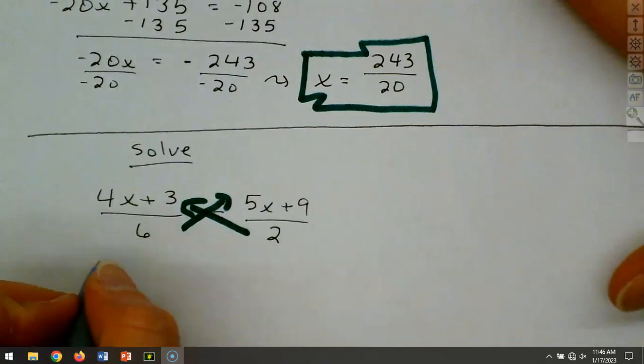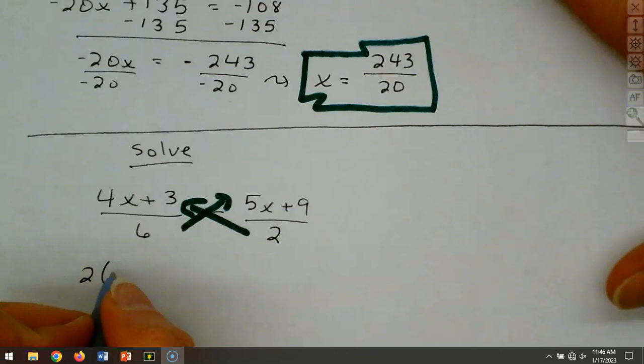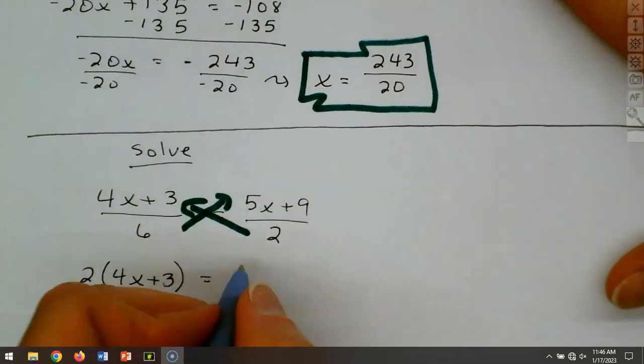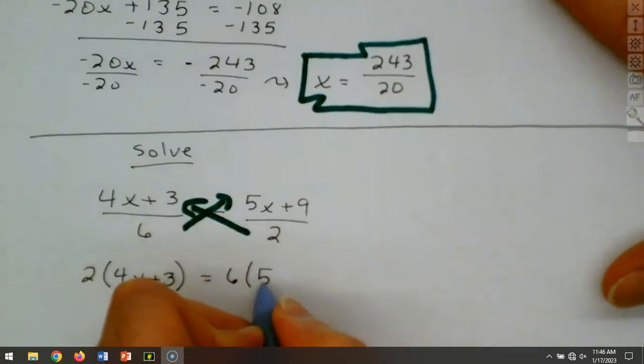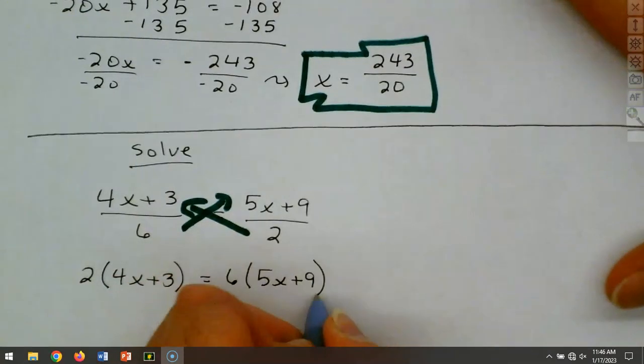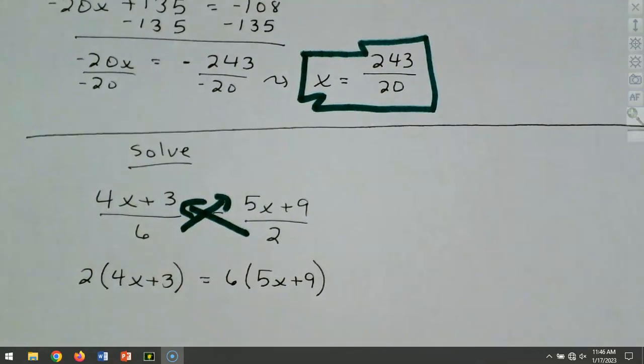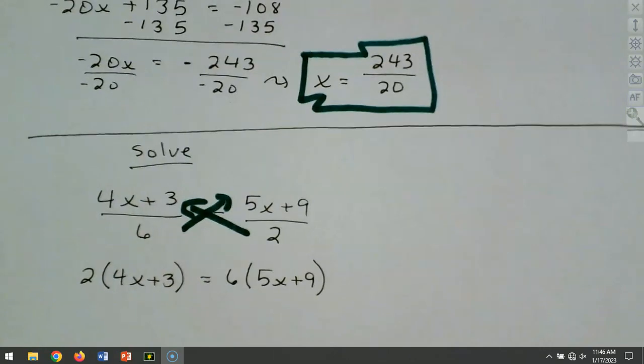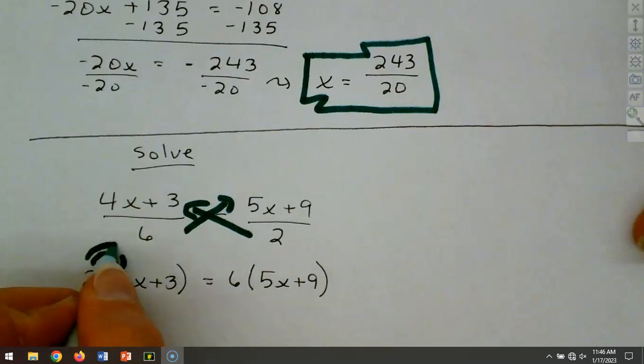So when I cross multiply, I get now 2 times 4x plus 3 equals 6 times 5x plus 9, right? Simple. Cross multiply. Whenever you have a fraction equaling another fraction, cross multiplication works. But they have to be complete fractions. Now, I can finish it by doing what? Yep, distributing through.